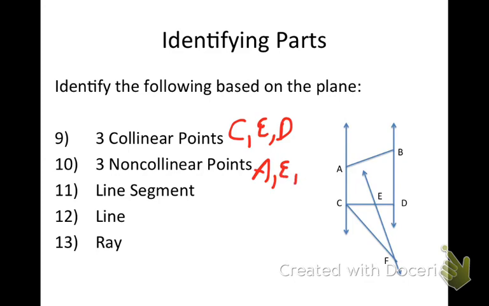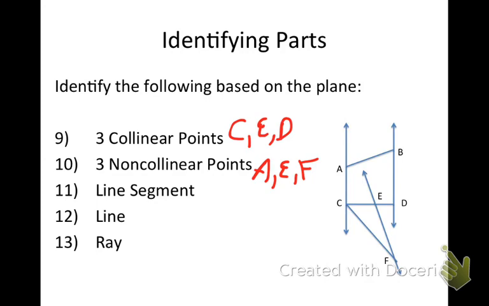A, E, and what? Give me another one. A, E, and F. Awesome. Are A, E, and F on the same line? No. So those would be 3 non-collinear points. That'd be just fine. Give me a line segment.